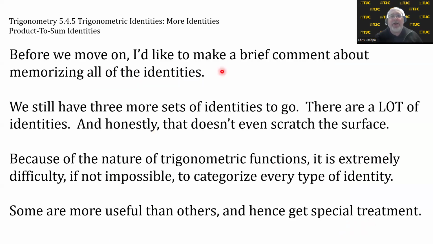Now, before we move on, I'd like to make a brief comment about memorizing all of the identities. We still have 3 more sets of identities to go. There are a lot of identities, and honestly, that doesn't even scratch the surface. Because of the nature of trigonometric functions, it is extremely difficult, if not impossible, to categorize every type of identity. Some are more useful than others and hence get special treatment.